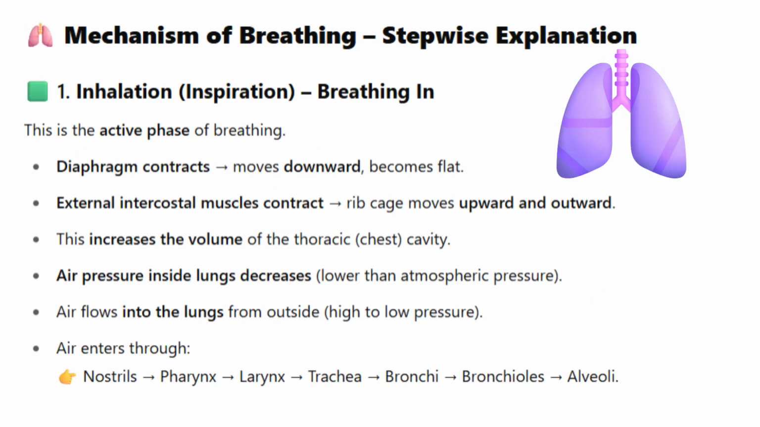Let's understand how we breathe: the mechanism of breathing in humans. Step 1. Inhalation, breathing in. When we inhale, the diaphragm contracts and moves downward, and the rib cage expands upward and outward. This increases the space inside the chest cavity. As a result, the air pressure inside the lungs becomes lower than the outside air pressure, so air naturally rushes into our lungs through the nose. It travels from the nostrils, pharynx, larynx, trachea, bronchi, bronchioles, and finally reaches the alveoli, the tiny air sacs in the lungs.